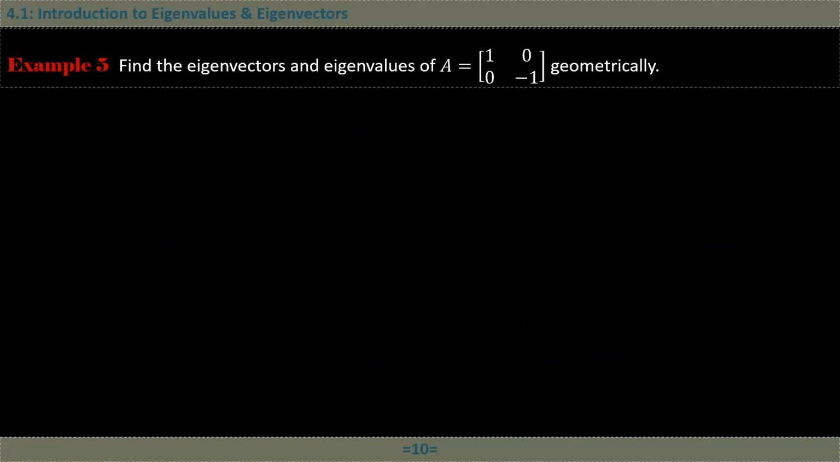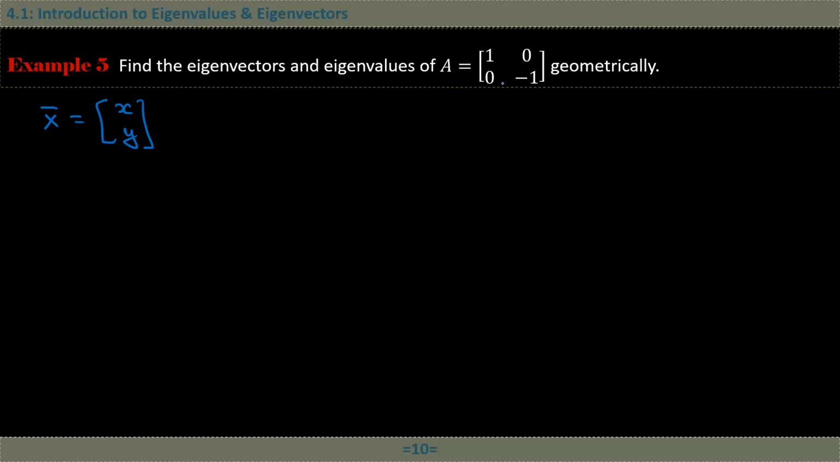So find the eigenvectors and eigenvalues of A geometrically. Here it is actually a 2 by 2 matrix, so that means that we are talking about the transformation of vectors from two-dimensional space. So let's say our vector is this. Here we have x and y. Actually, maybe I can just write different x here. X. Okay.